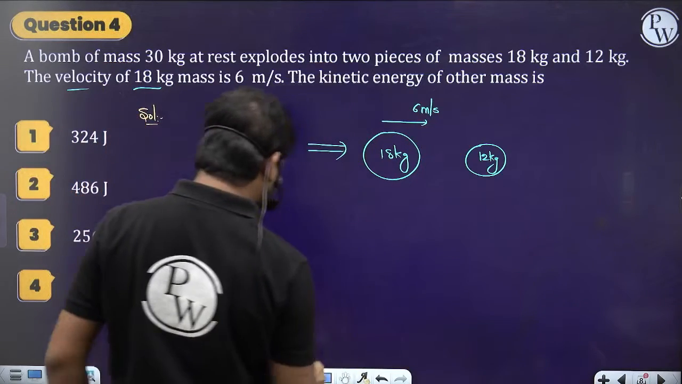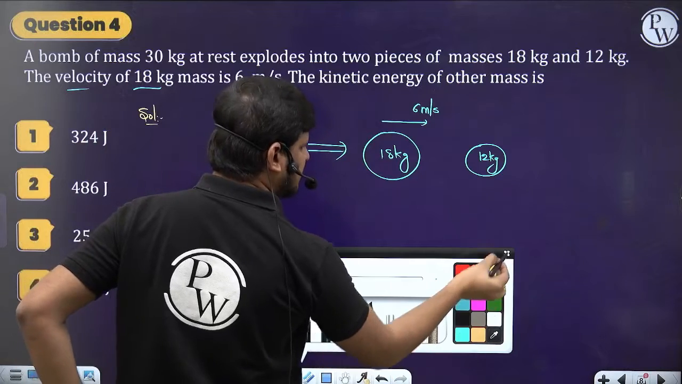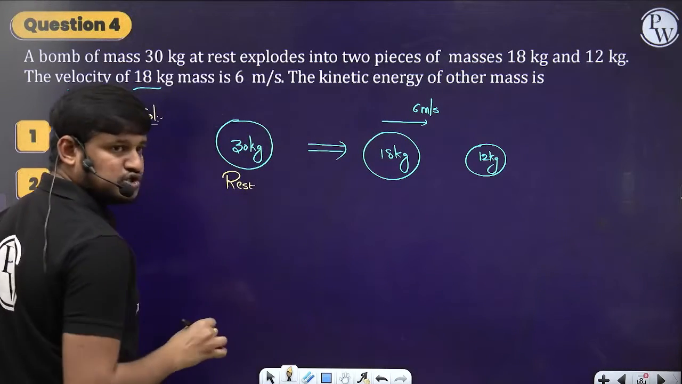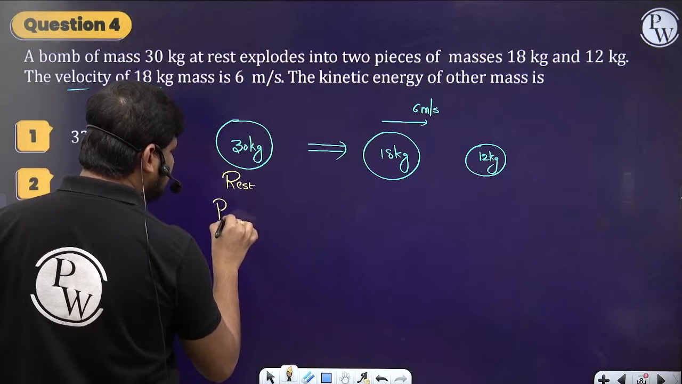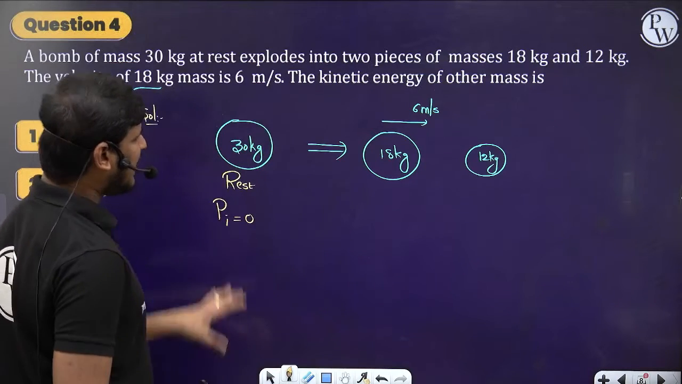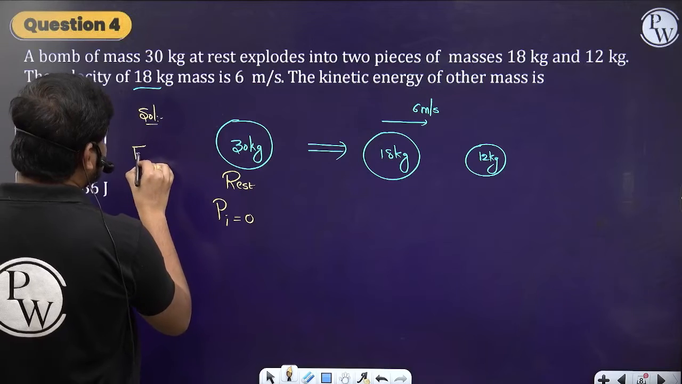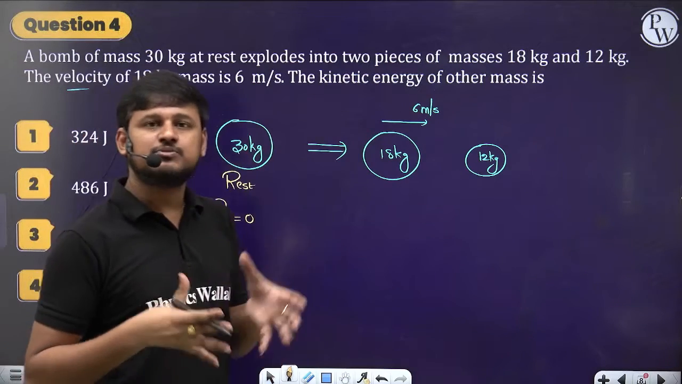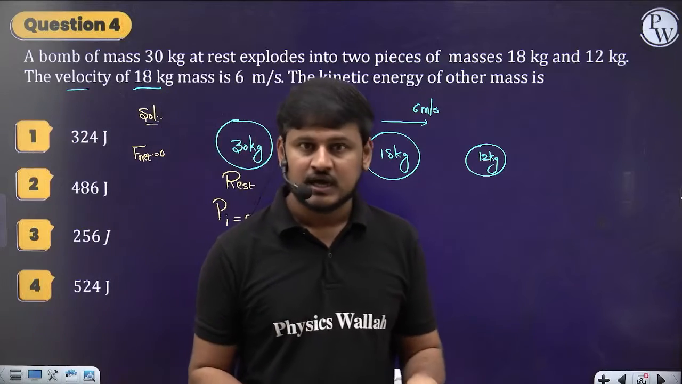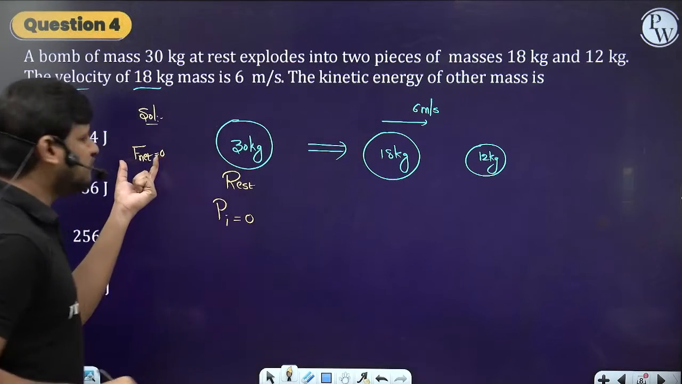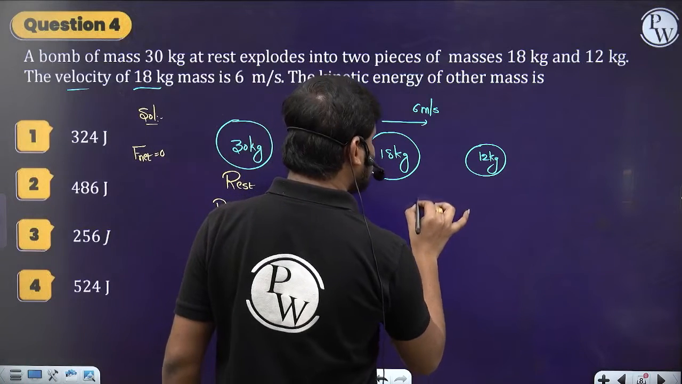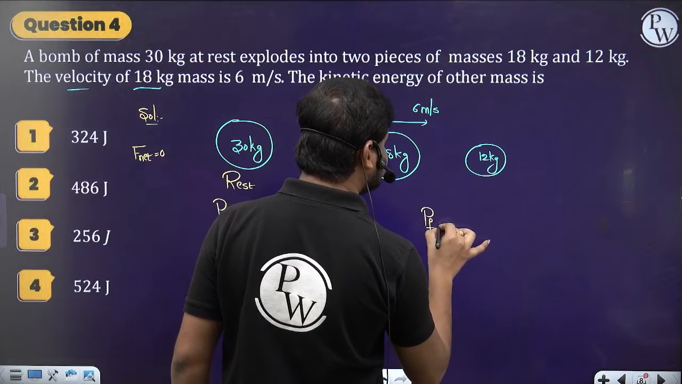Initially the system is at rest. Initially the 30 kg bomb is at rest, so the initial momentum should be equal to 0. There is no net force acting on the body, only internal forces. The bomb explodes due to the internal forces in it, right? So there is no net force, and then we can say that the final momentum also should be equal to 0.